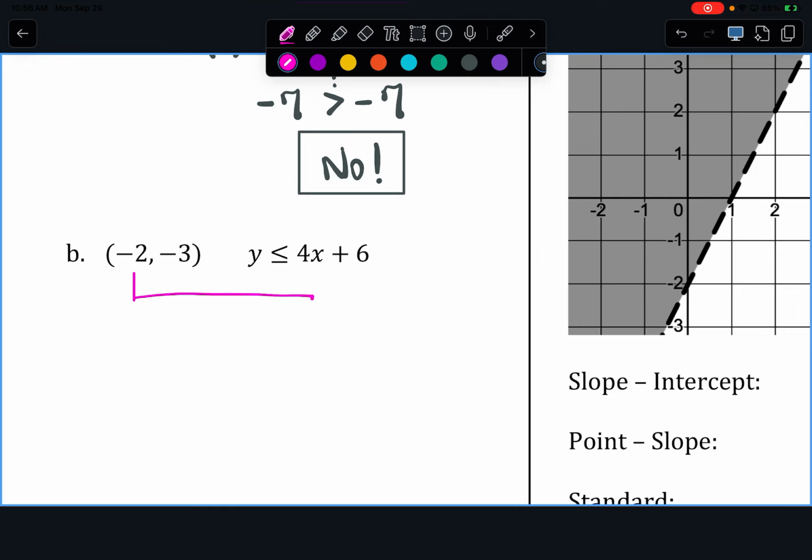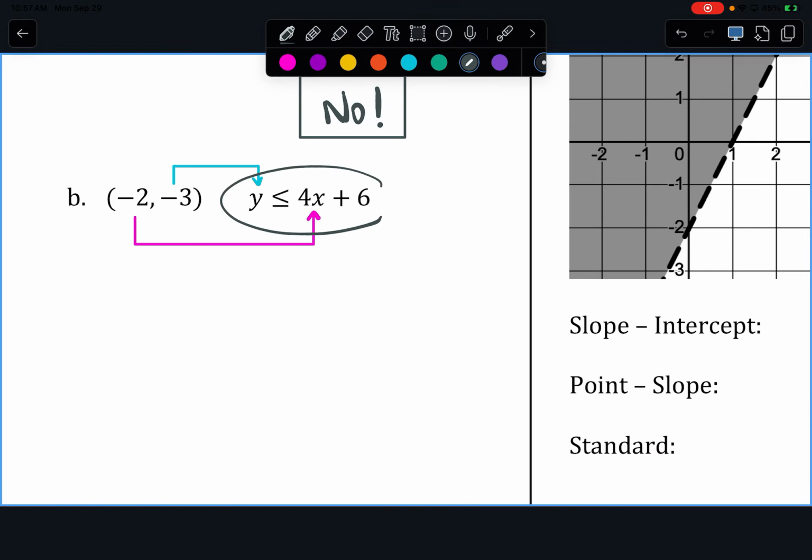They want us to plug in a negative 2 for the x value, and then plug a negative 3 in for the y value, and see if we get a true statement or not. All right, so here we go. I'm going to rewrite this whole inequality, but instead of y, I'm going to substitute a negative 3.